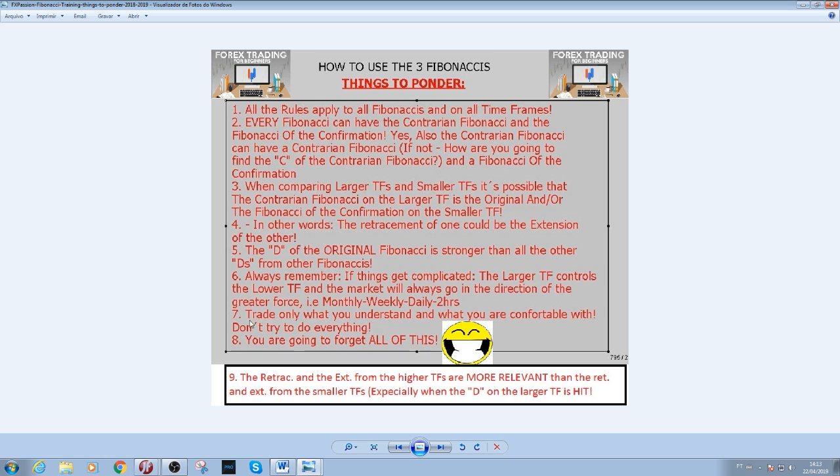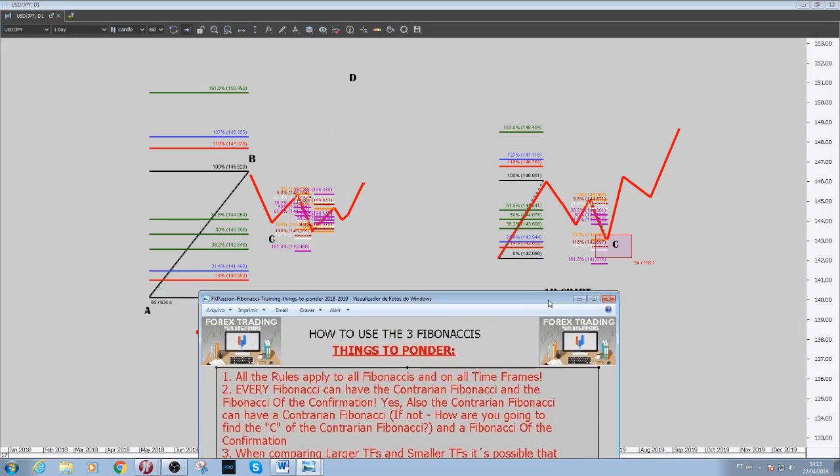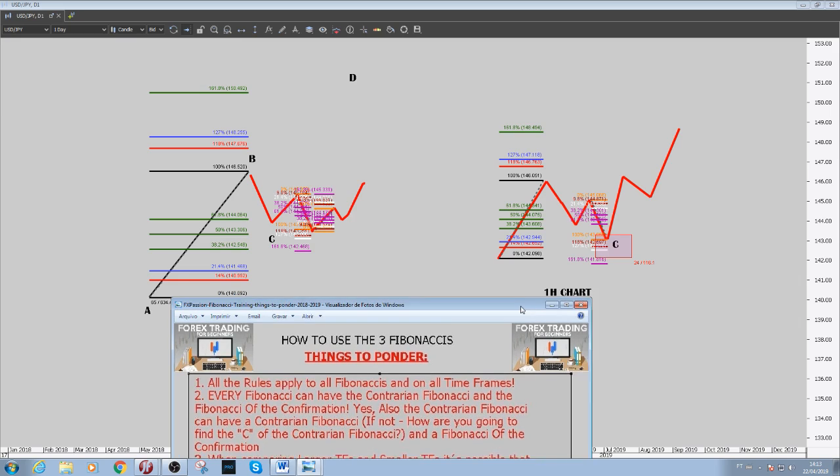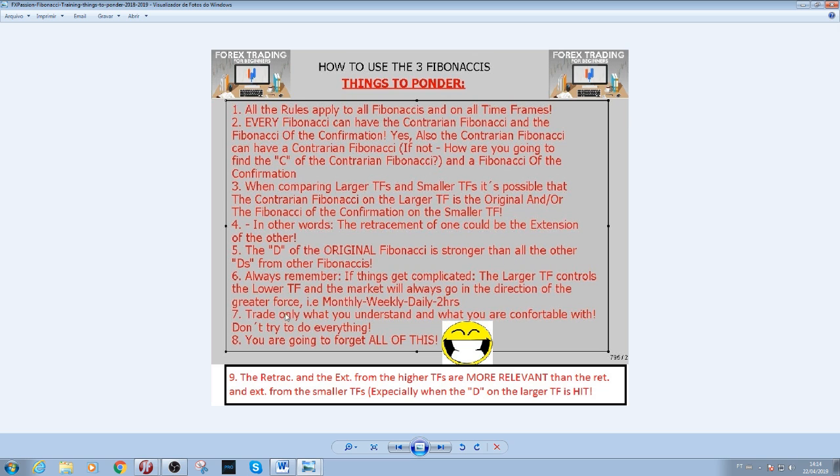Number 7, trade only what you understand and what you are comfortable with. Again, if you don't understand this relation between the smaller time frame and the higher time frame, just go with the higher time frame and trade the original Fibonacci, and that's it, no problem.